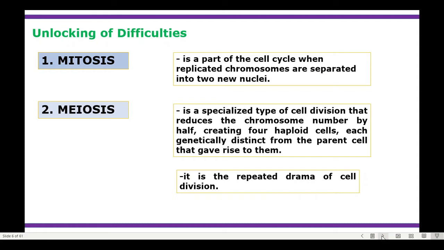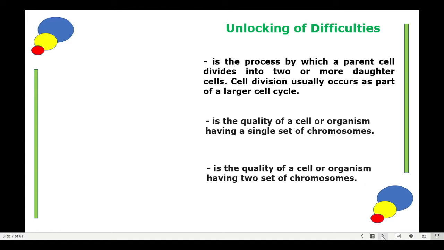Third, it is a repeated drama of cell division, and that is called the cell cycle. Kaya nga repeated cycle. Next, cell division is the process by which a parent cell divides into 2 or more daughter cells. So once na nahati yung isang cell, cell division yun. It usually occurs as part of a larger cell cycle. So part lang siya ng cell cycle.